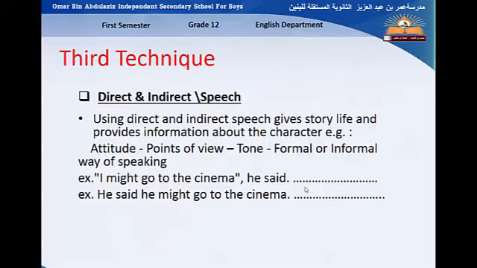Third technique, direct and indirect speech. Using direct and indirect speech gives the story life and provides information about the characters, for example, their attitude, points of view, tone, formal or informal way of speaking. For example, "I might go to the cinema," he said. Or he said he might go to the cinema.